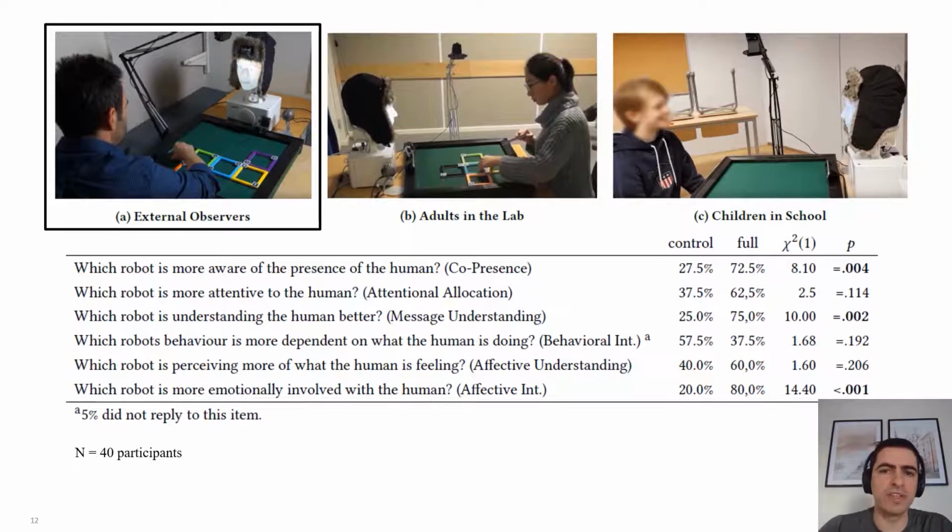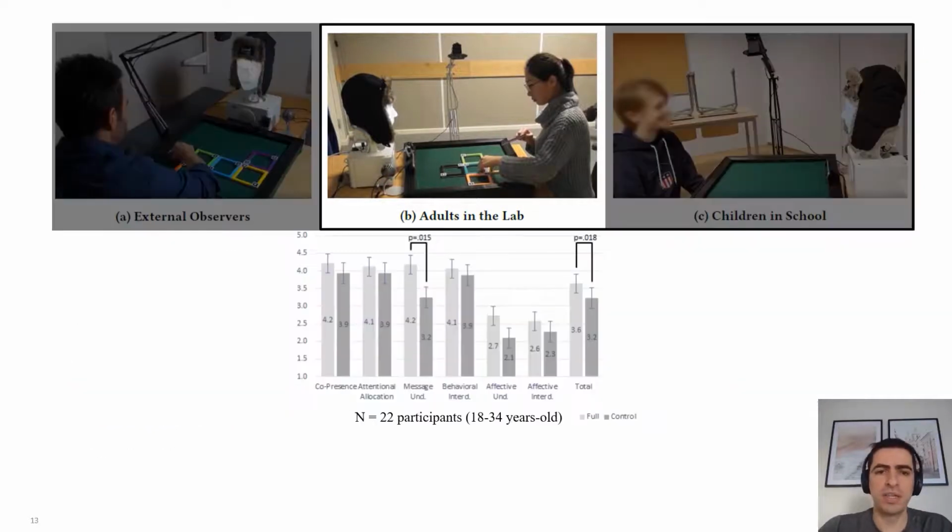This study suggested that external observers do perceive social presence differences between our conditions, as they consider the robot in the full condition as more aware of its interaction partner, more capable of understanding messages, and more emotionally involved with the user in the task. Now, we will compare our 2 real-time studies where participants interacted with the robot in real time.